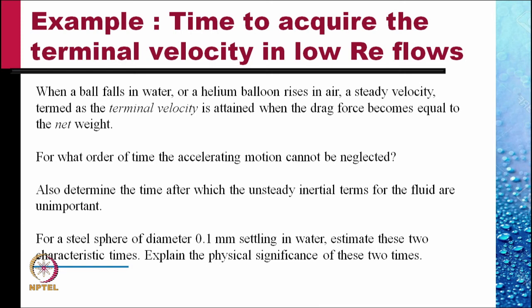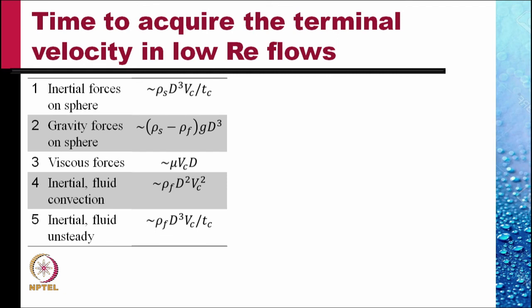For a steel sphere of diameter 0.1 millimeter settling in water, estimate these two characteristic times and explain the physical significance of these two times. Let's see what the forces are and let's estimate them.